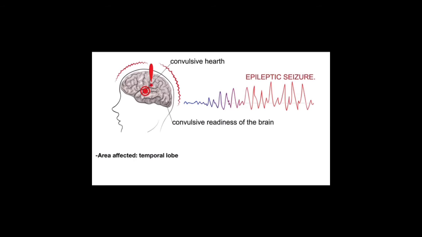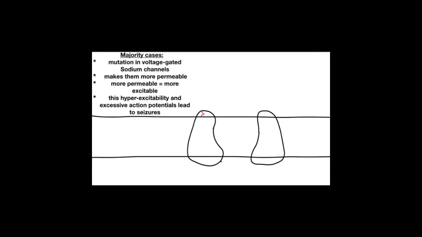Let's look at the image below. The brainwaves that are colored red display the rapid disruption that can be seen when someone is going through an epileptic seizure. When looking at epilepsy, it is important to note that the majority of cases deal with having a mutation in voltage-gated sodium and calcium channels that make them more permeable and therefore more excitable. This leads to hyperexcitability and excessive action potentials that result in seizures.